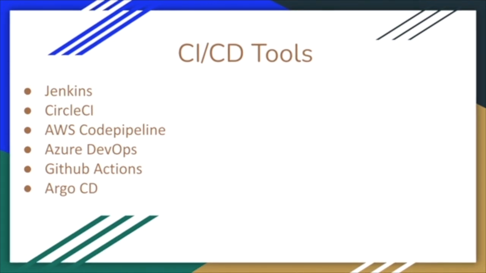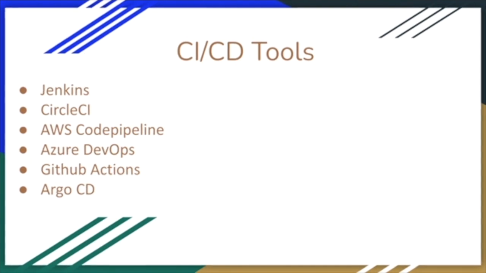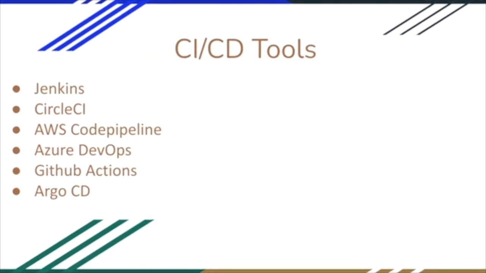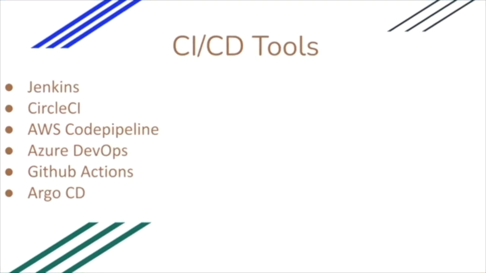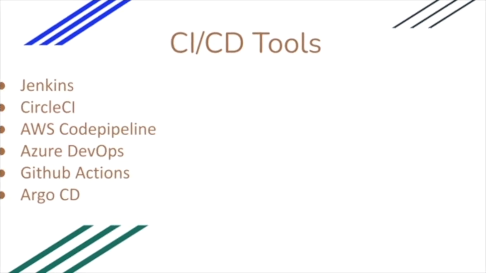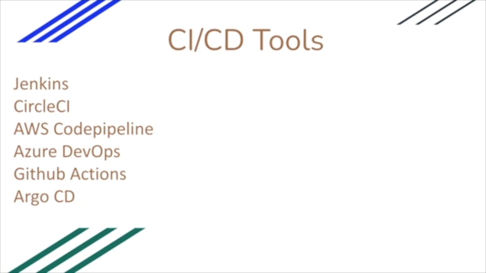We have several CI/CD tools, and I'm just going to mention a few: Jenkins, CircleCI, AWS CodePipeline, Azure DevOps, GitHub Actions, Argo CD, and many more. For this project, I'm going to be talking more about GitHub Actions, which is native to GitHub.